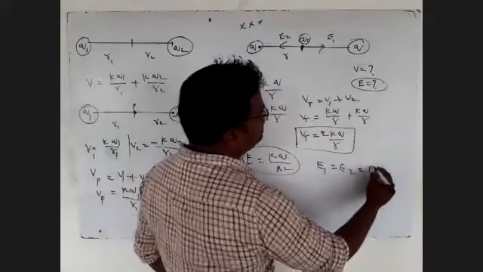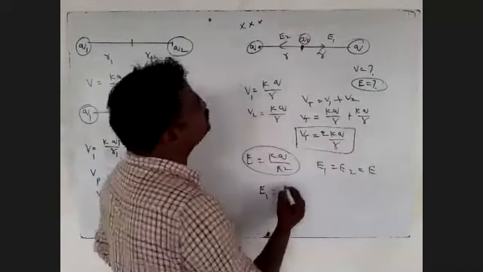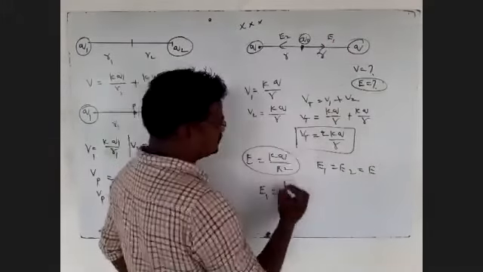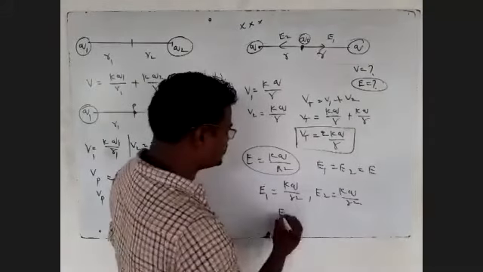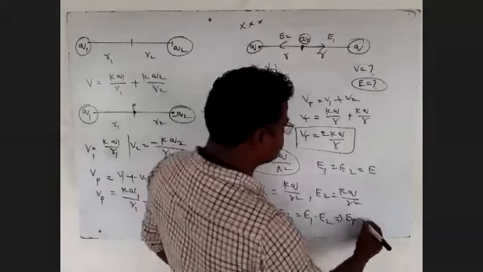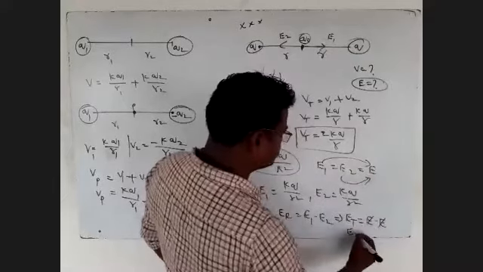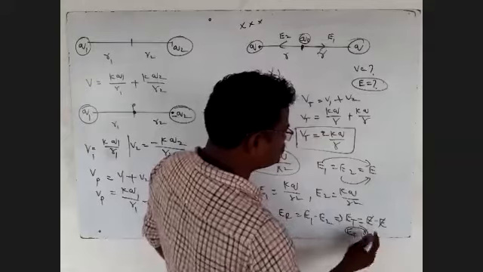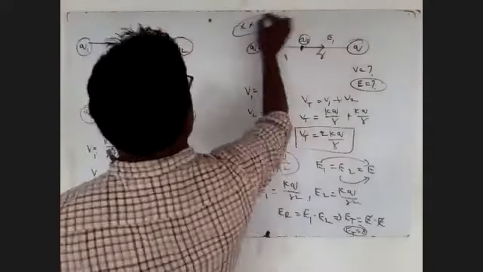Both are the same, since the distance between the two charges is the same. First, E1 due to the charge is KQ by R square. Next, E2 is equal to KQ by R square. So E resultant is equal to E1 minus E2. E total is equal to E minus E, which is 0. E total is equal to 0. That is your answer. That is a very important model.